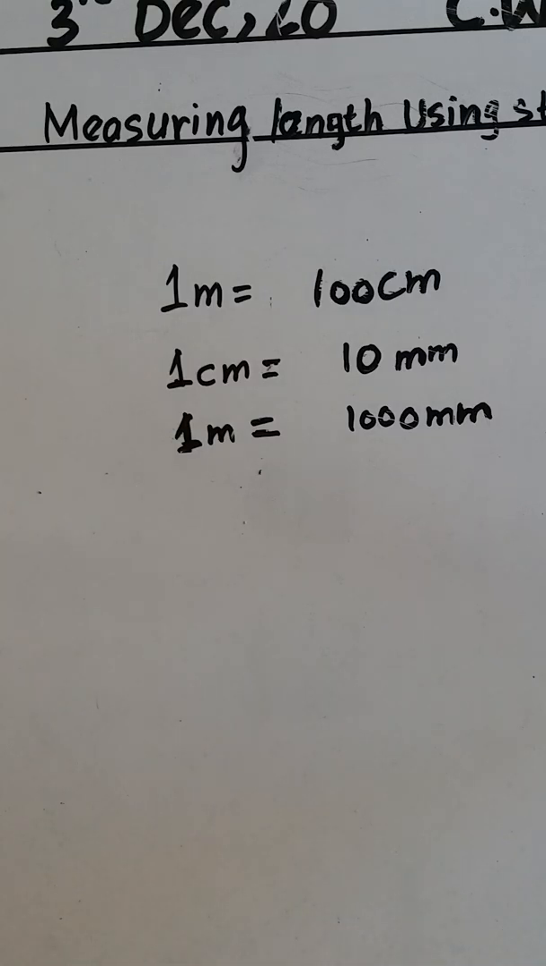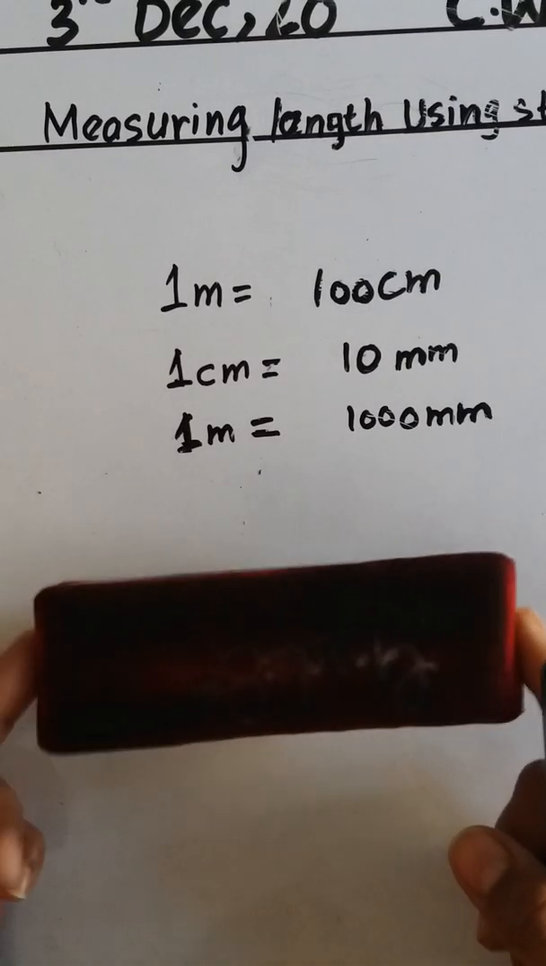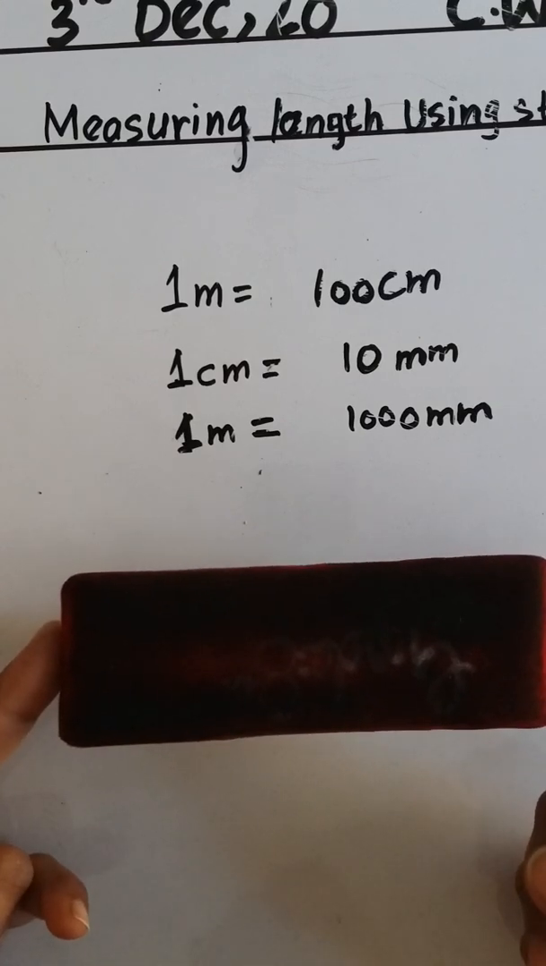Okay guys, let's see. Meters are the bigger units. We can measure the bigger length of bigger things. For example, the length of the board in your class. You can measure it in meters and centimeters. Okay, you can measure the road in meters. And a smaller thing, for example a duster, we can measure the length of the duster in centimeters.